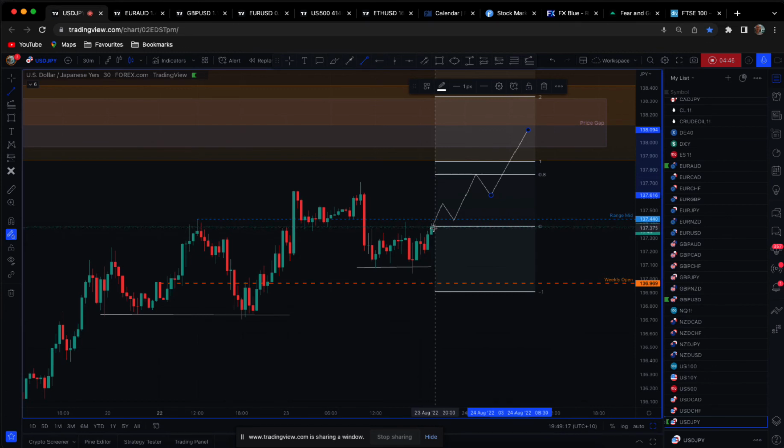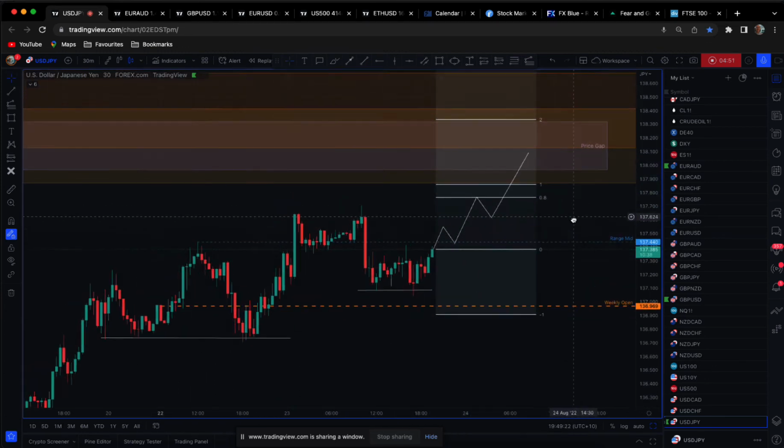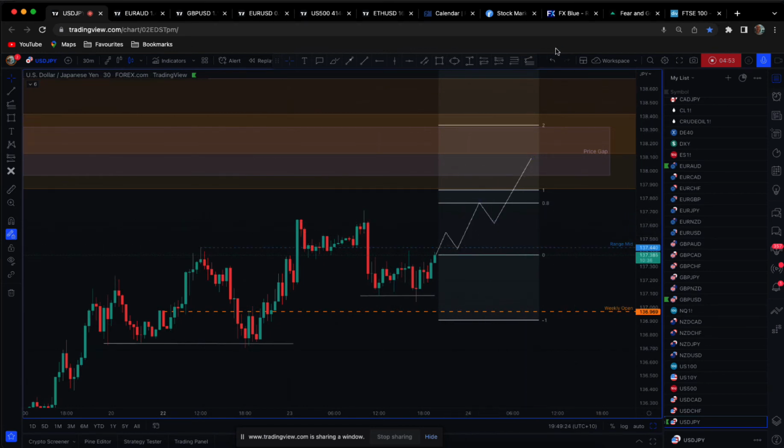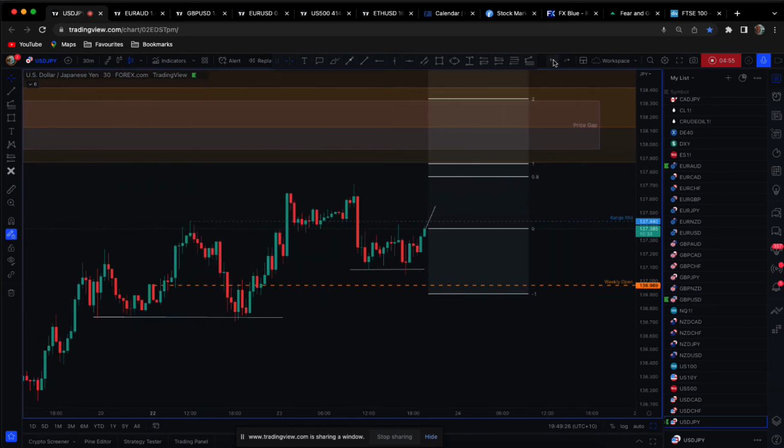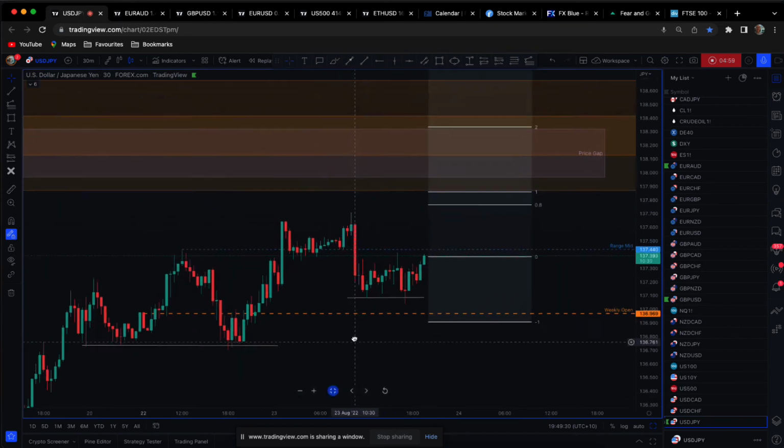I've already traded this long on my live account. And I'm kind of okay with this at the moment, so we'll just take those out. Yeah, what else can I say about this dollar yen?